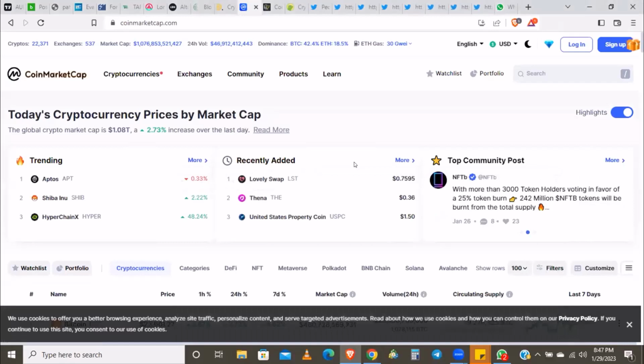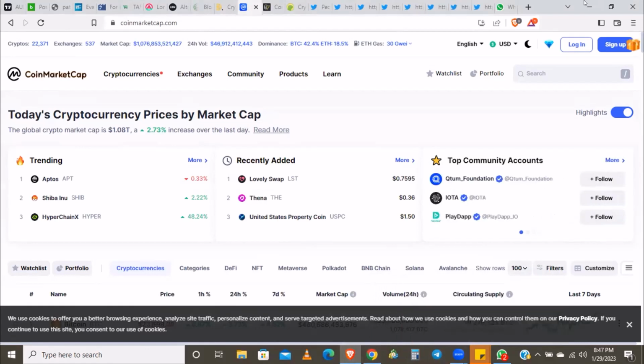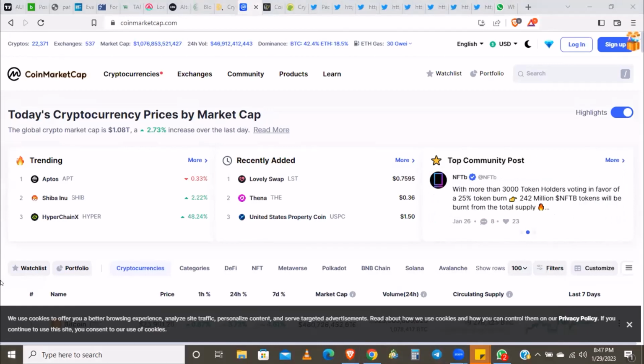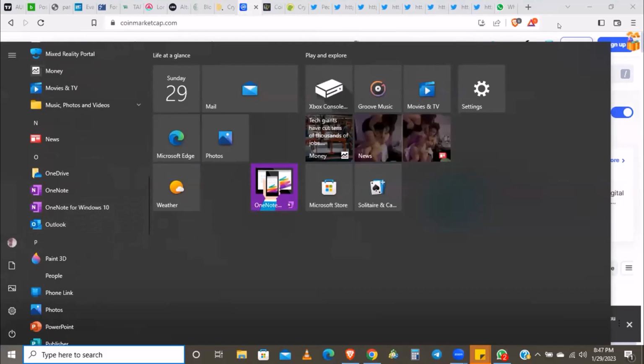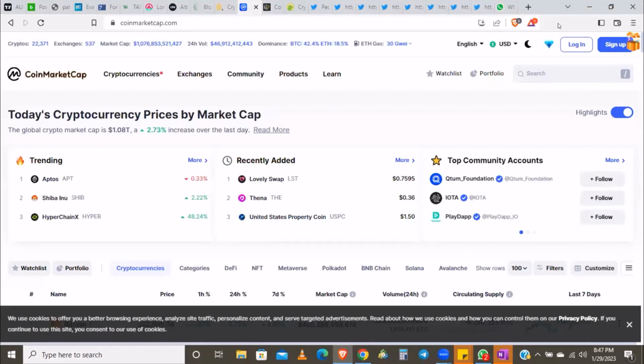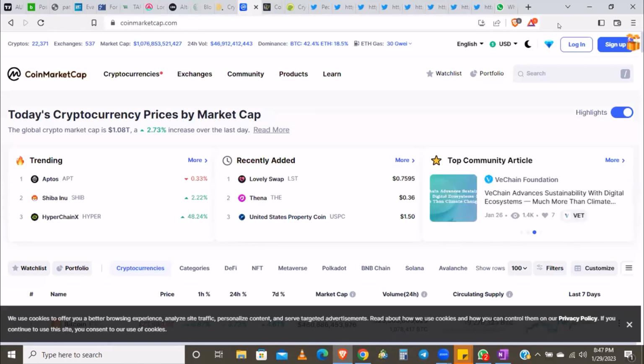Now, the first thing you should also bear in mind, before we come here, I would like to show you something. You need to know what fundamental is. Fundamental is simply doing your research on a particular coin, getting the right information, before you invest in that coin. That is just simply what it is.